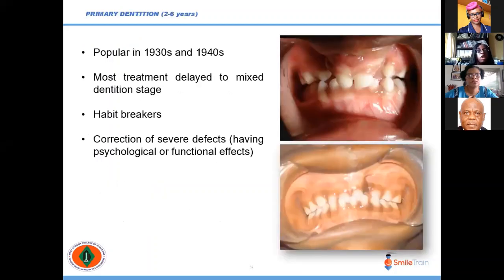Going on to the primary dentition, this was very popular in the 1930s and 1940s, but it is no longer really carried out. Most of the time, we try to delay treatment to the mixed dentition stage. Patients that have habits, we will apply habit breakers, and we will only manage patients that have very severe functional effects that might be having a psychological effect on the patient.